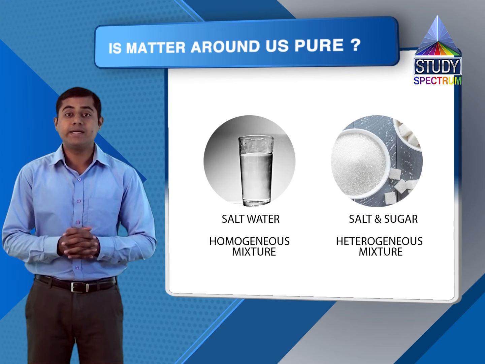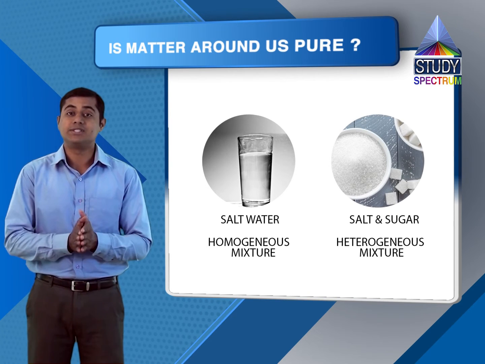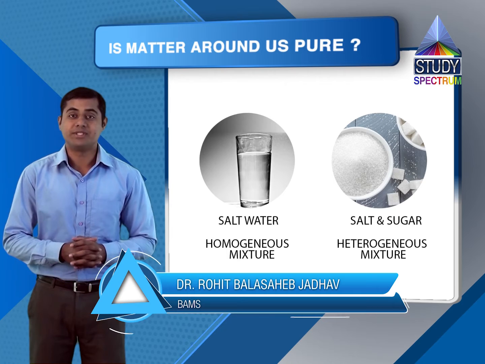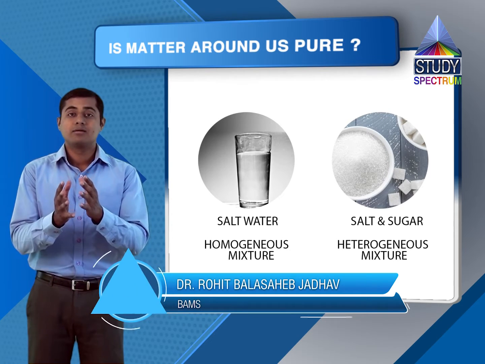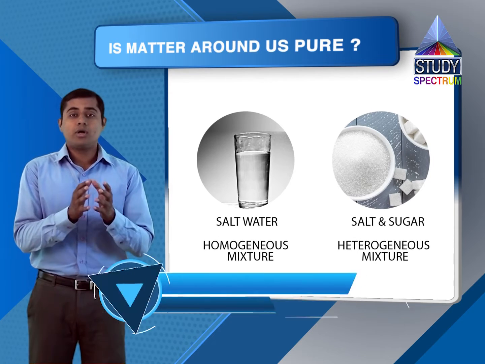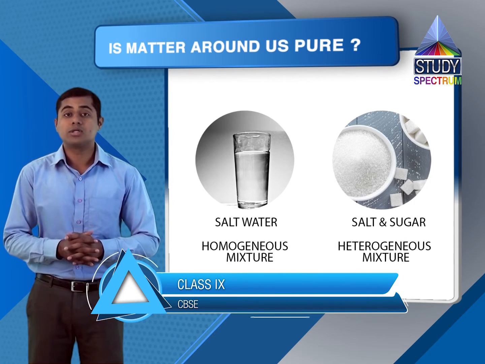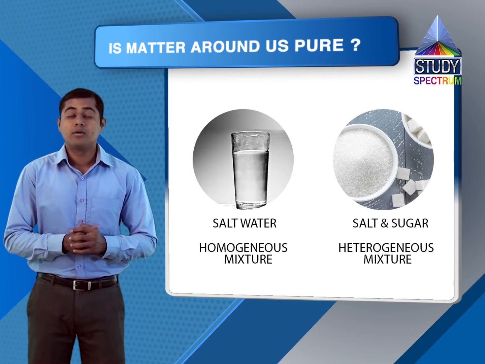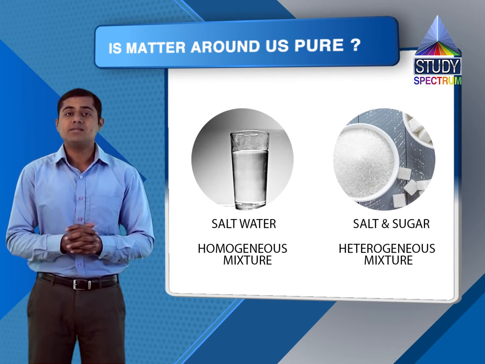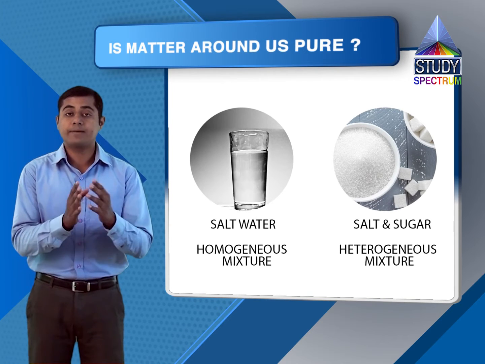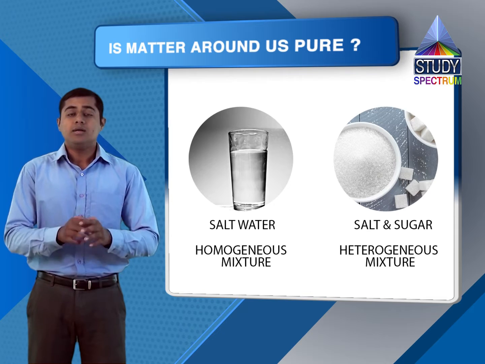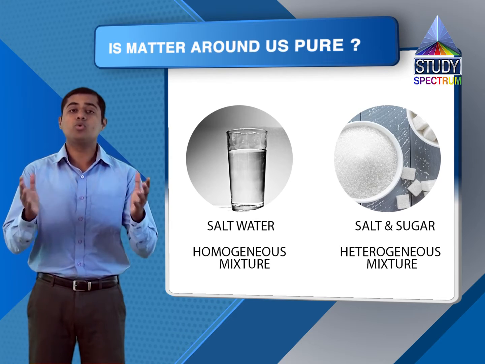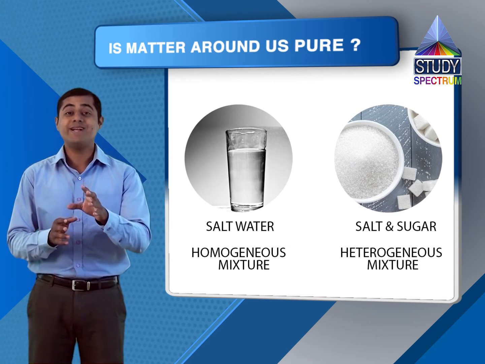Uniform distribution of the particles in the mixture makes a homogeneous mixture, and non-uniform distribution of the particles in the mixture makes a heterogeneous mixture. We have already seen the examples. Dissolved salt in water or dissolved sugar in water is a homogeneous mixture, or whatever air is there in our atmosphere, that is a homogeneous mixture, because the distribution of oxygen, nitrogen, carbon dioxide, and other gases, such different constituent particles, is uniform throughout wherever we go, provided that air is not polluted.